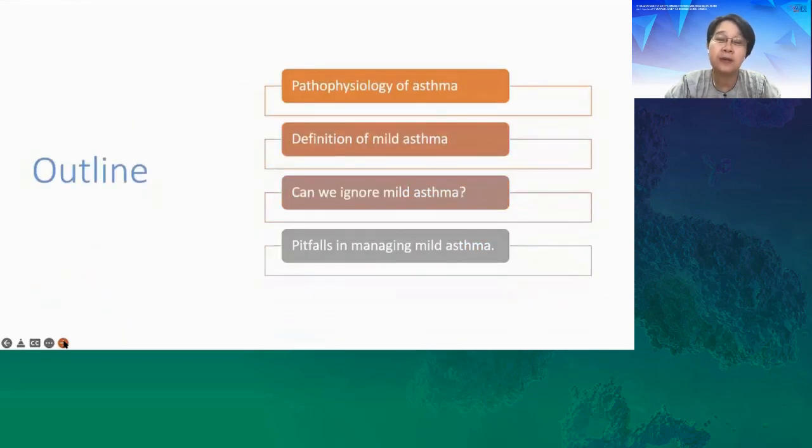So this is the outline of my talk. I will talk a little bit about the pathophysiology of asthma, and I will bring you through the definition of mild asthma, maybe some information on whether we can or cannot ignore mild asthma, and the pitfalls in managing mild asthma.